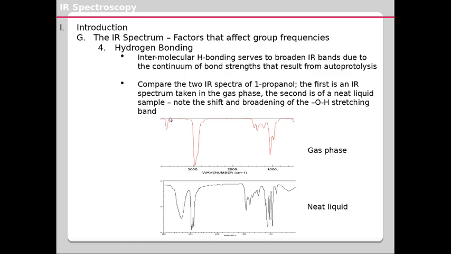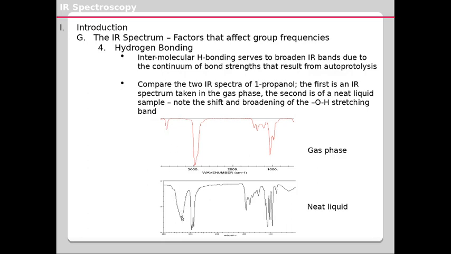But once the IR spectrum is taken in a neat liquid state, that means we just take 1-propanol and take the IR spectrum as it is. You know that 1-propanol is a liquid at room temperature. So just take the IR spectrum of 1-propanol as a liquid at room temperature. You'll be seeing the OH stretching band as a broad band compared to the band here, with the peak of the vibrational frequency being shifted towards a lower frequency.